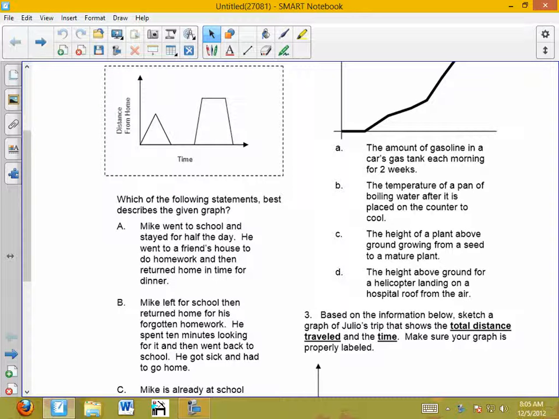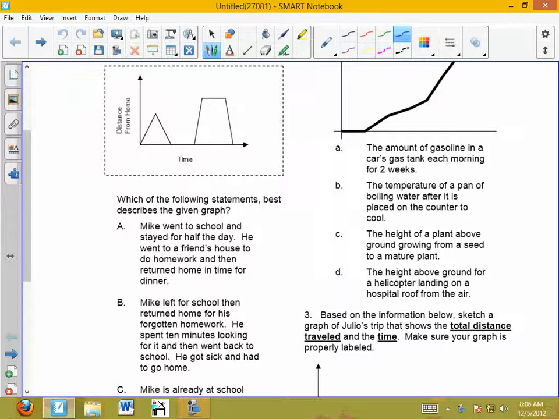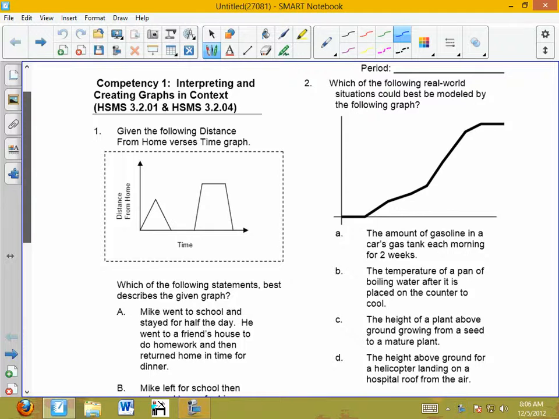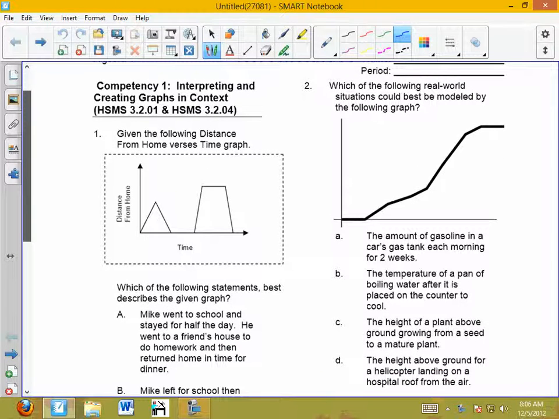Okay, this is the review for Unit 7. I'm doing Review C. You may not have Review C. That's okay, because the questions are very similar. So here we go. Number one may be a little different than what you're looking at, depending on whether you have A or B. But the concept is still the same.